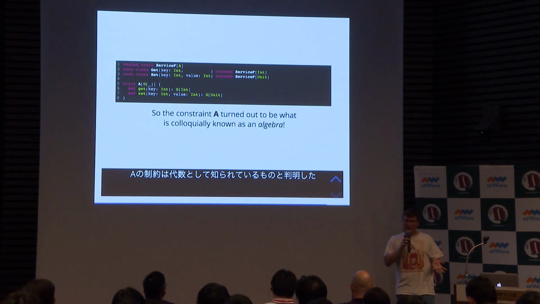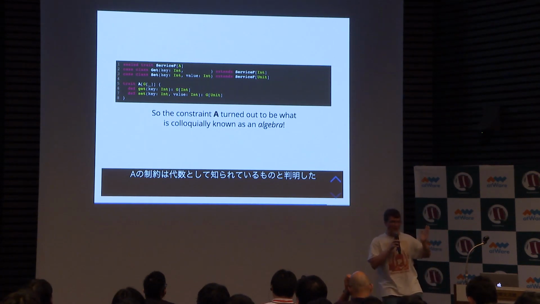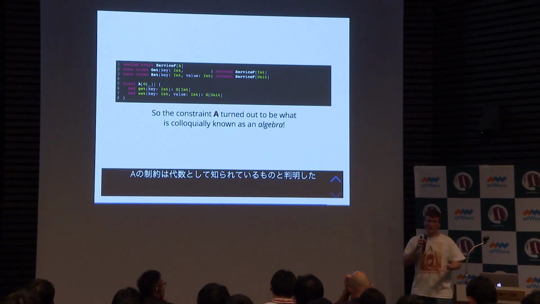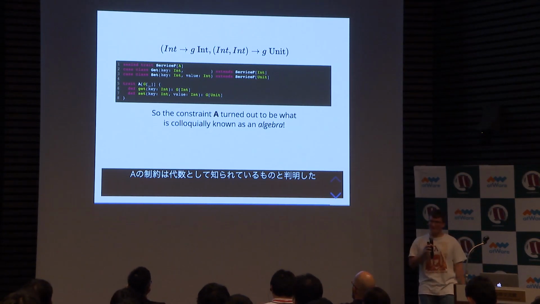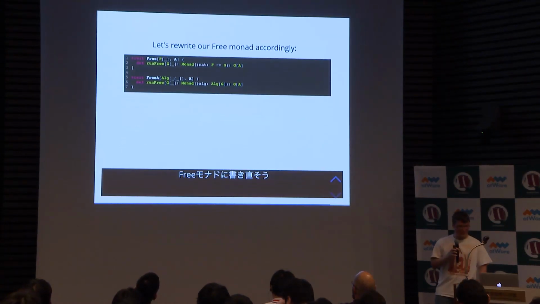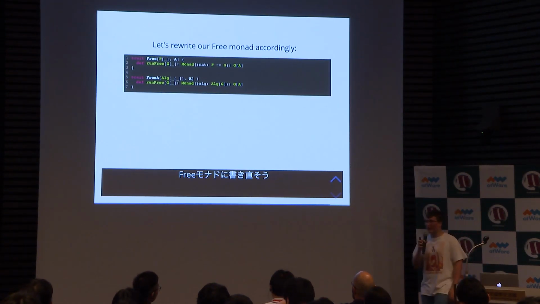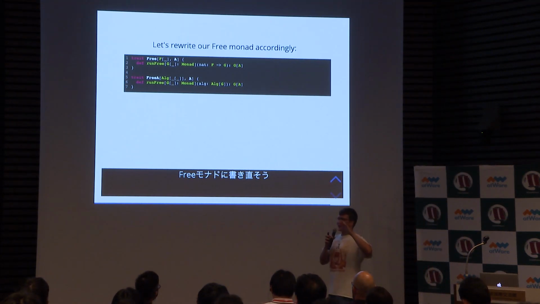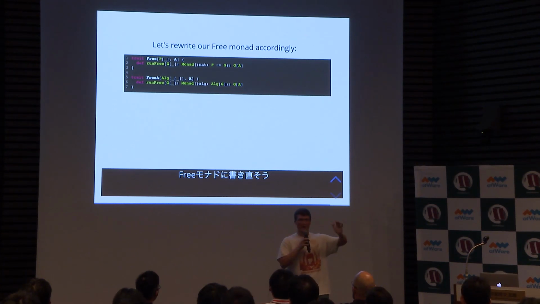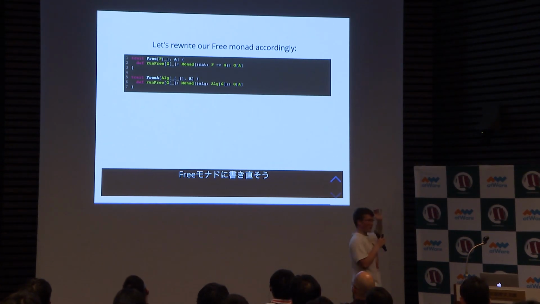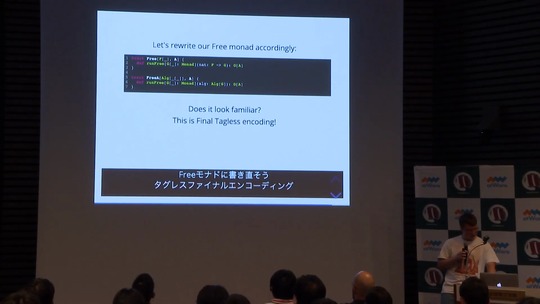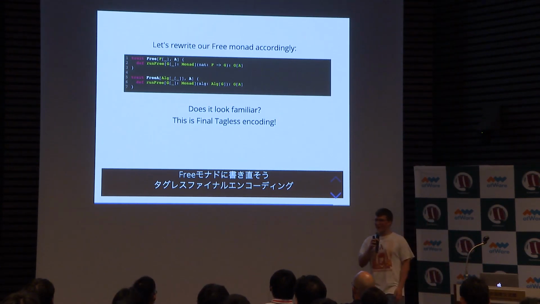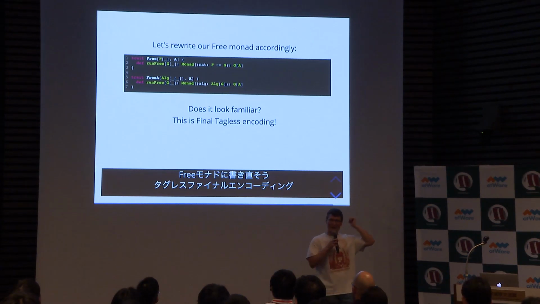And if you use this type, then you'll see that what you end up with is just colloquially known as an algebra. So let's rewrite our free monad accordingly. This time, instead of passing f, the type constructor, we're going to pass an algebra that restricts the type of g. Does that look familiar to you? It's final tagless encoding.